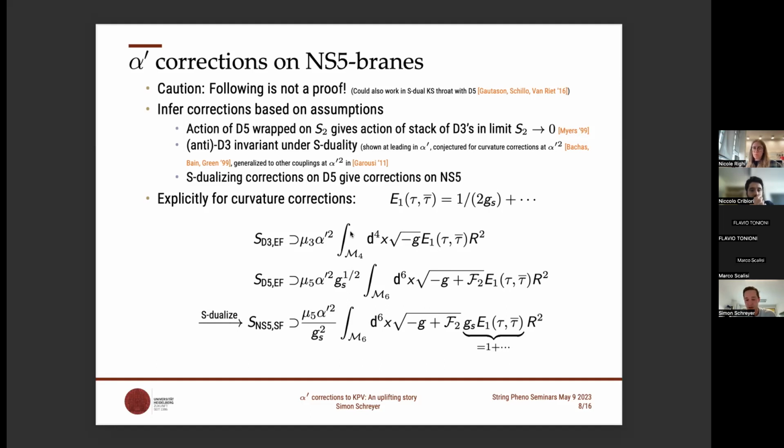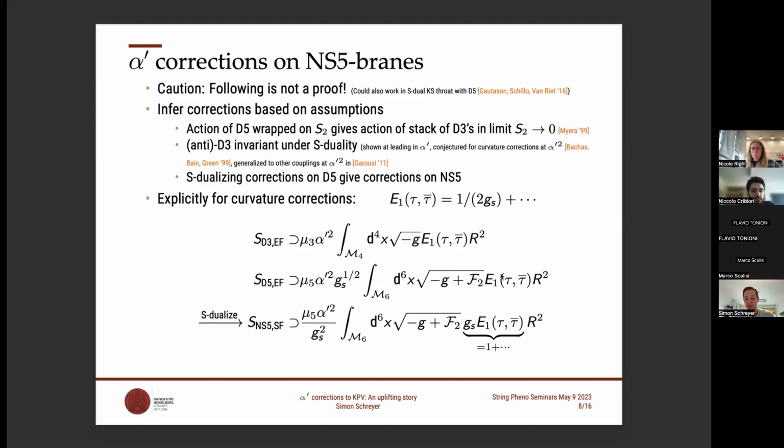So we know, of course, the leading order correction in g_s for the D5, but not the higher loop corrections to the alpha prime squared corrections, which are incorporated by this Eisenstein series. So this Eisenstein series in the D5 brane action is not proven so far. But this is what we assume.